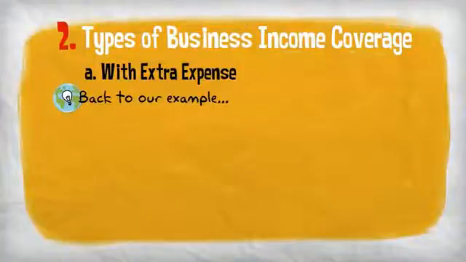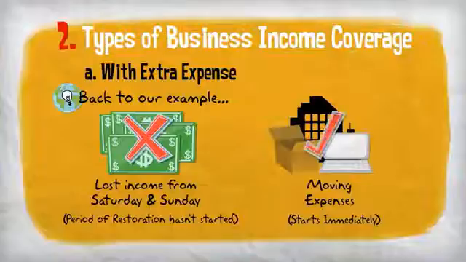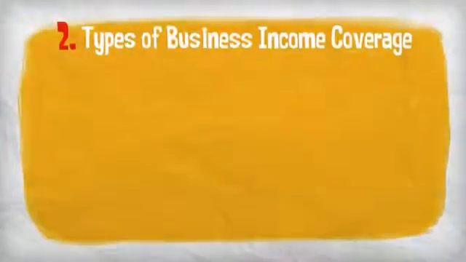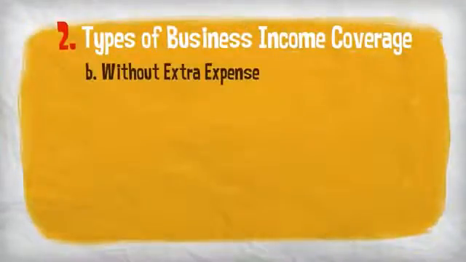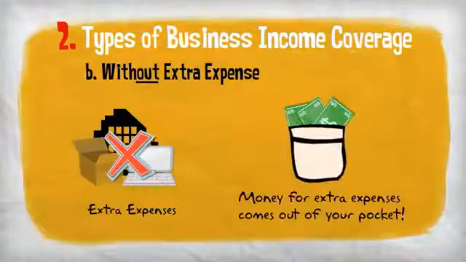So in our fire example, while you would not recover the lost income from Saturday and Sunday, you would be reimbursed for the moving expenses because they will allow you to be operational while you rebuild your business. The second type of business income coverage, without extra expense, does not include coverage for extra expenses incurred to keep your business operational after the loss, leaving you to cover those expenses.